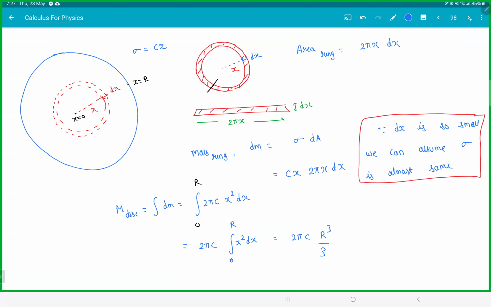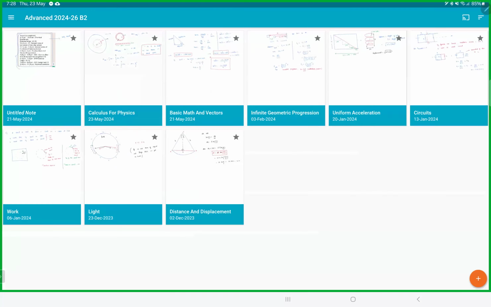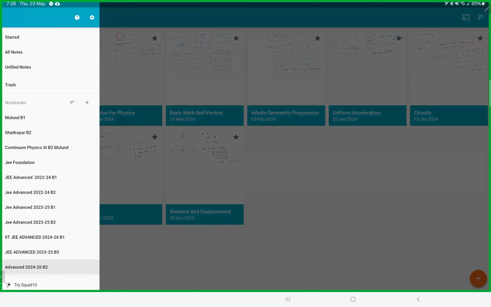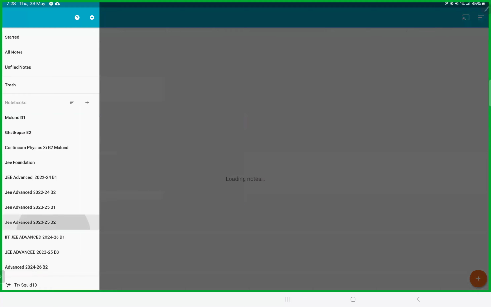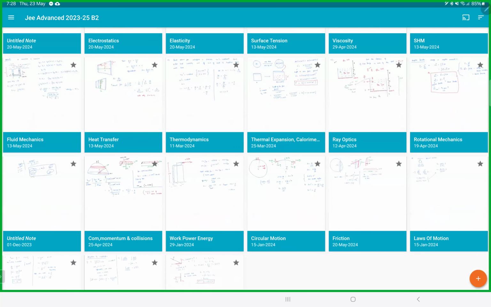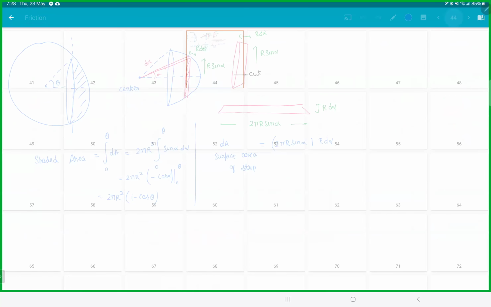This is how we want calculus in physics. You're getting it? You will encounter pretty good ones later on. Not a single place, you will see it in multiple places.